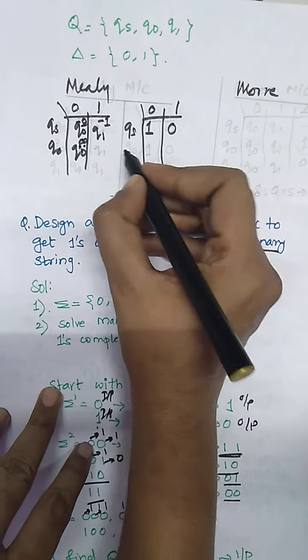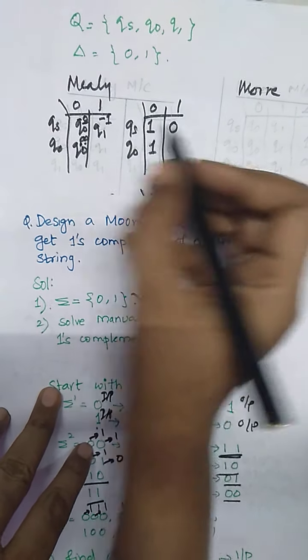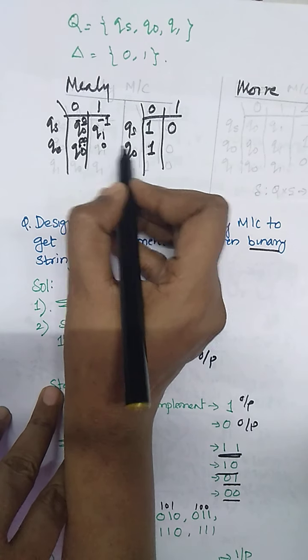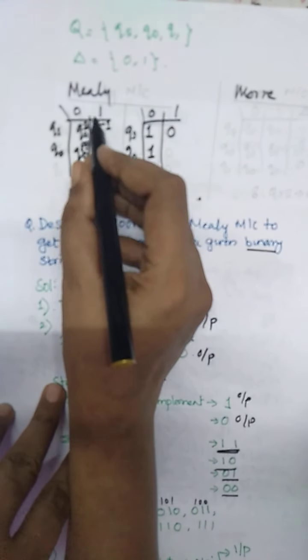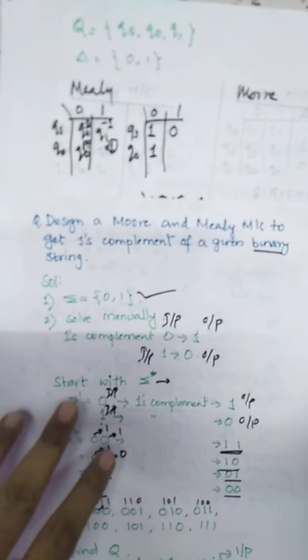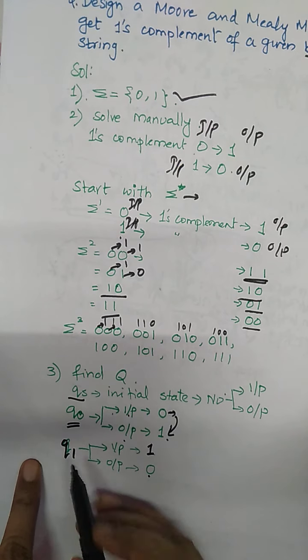Now what is the output of q0? Output of q0 is 1. Now q0 means previously we had considered input 0 with the output already 1. The next bit will be 1. So we are talking about this one. So the input 1 is indicated by the q1 state.